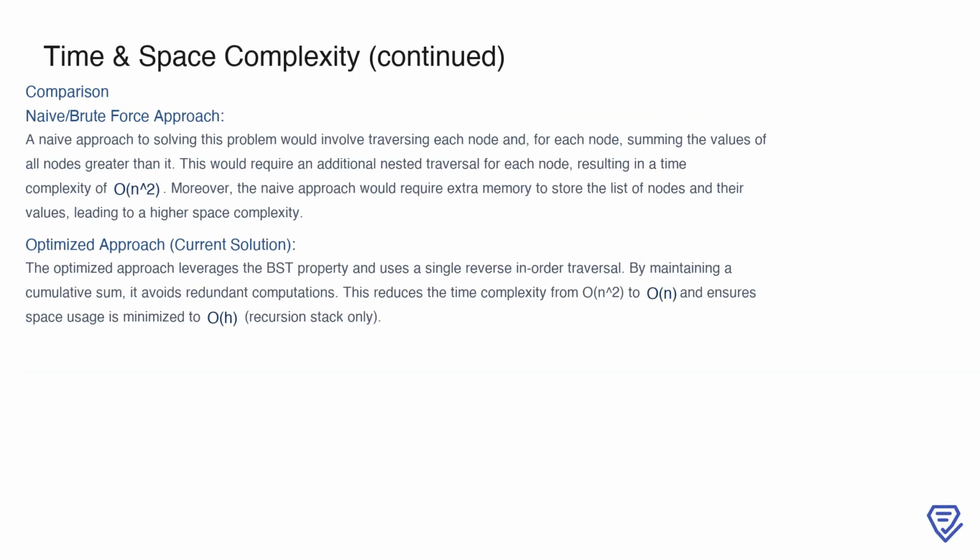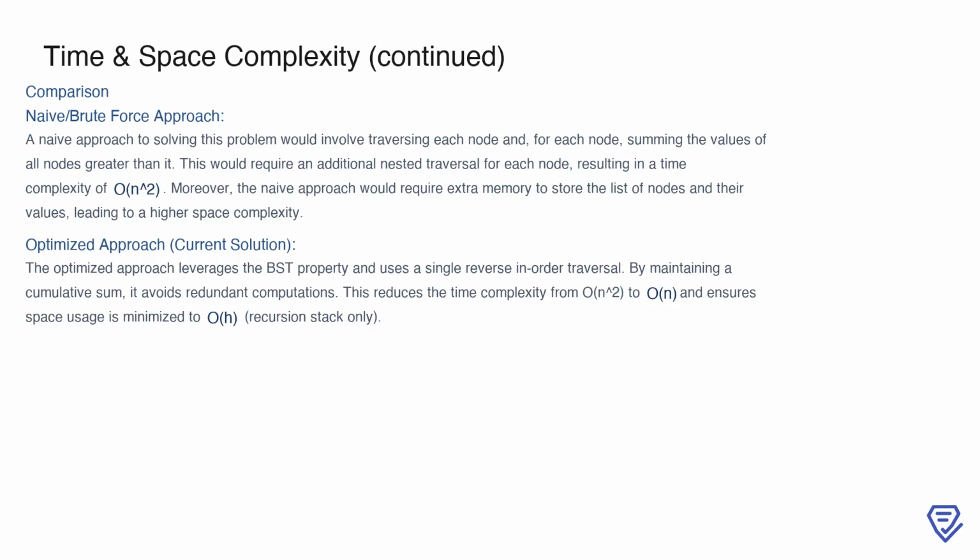When comparing approaches, a naive or brute force solution would involve traversing each node and then performing another traversal to sum the values of all nodes greater than the current one. This nested traversal introduces an additional layer of computation, leading to a time complexity of O(n squared). Moreover, such an approach often requires extra memory to store intermediate data, further increasing space complexity.